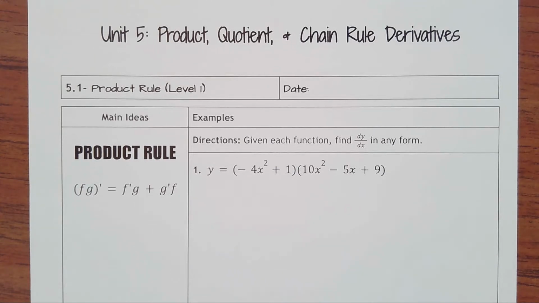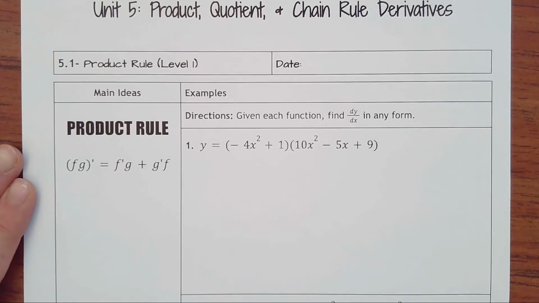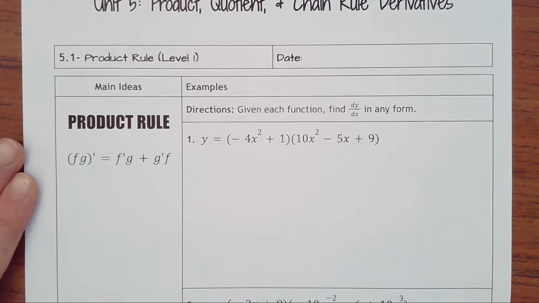Unit 5, we're going to be learning about product, quotient, and chain rule derivatives. So we're continuing this idea of finding a derivative, which is finding an instantaneous rate of change or slope of a curved function. But then sometimes our functions get a little more complicated, so these rules can help us. 5.1 is specifically going to be teaching you about product rule.